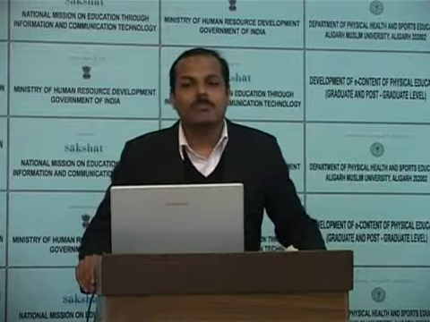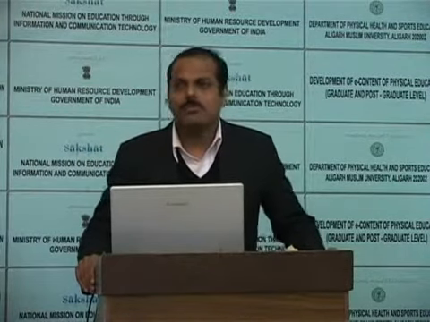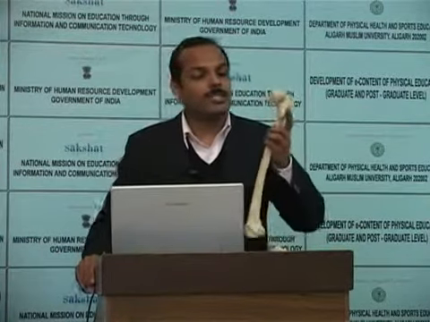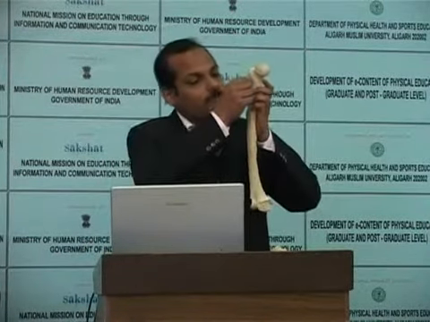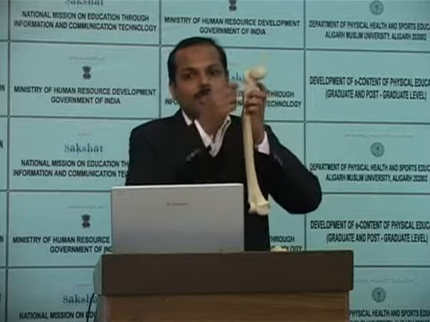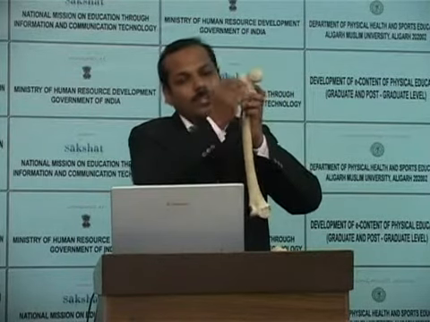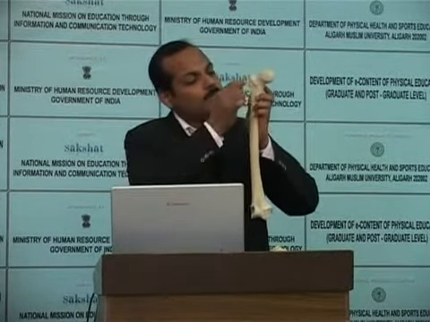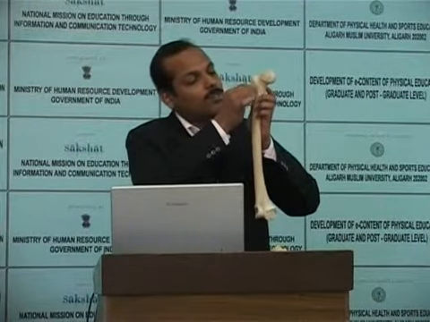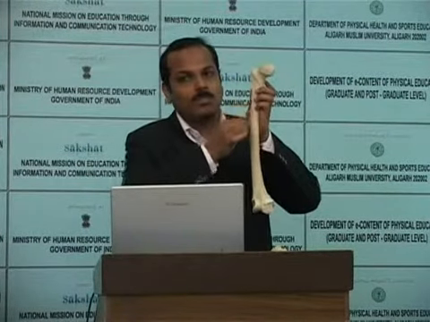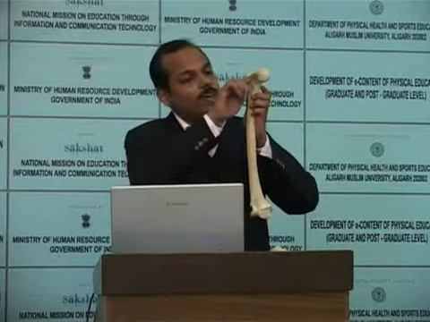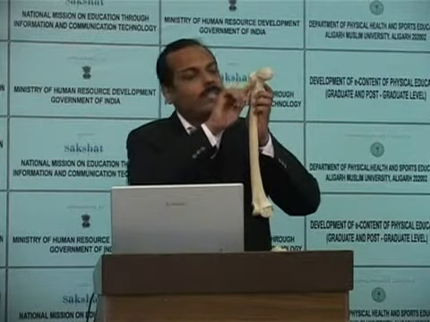Now, the angle of inclination. Angle of inclination means the angle formed by the meeting of the axis of the shaft of the femur with the long axis of the femoral neck. So, it is the meeting point of the long axis of the shaft of the femur and the long axis of the femoral neck and head.